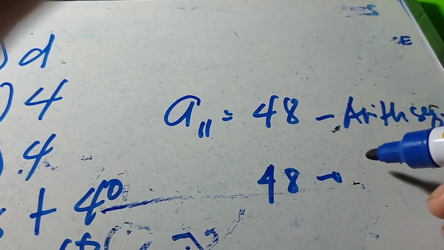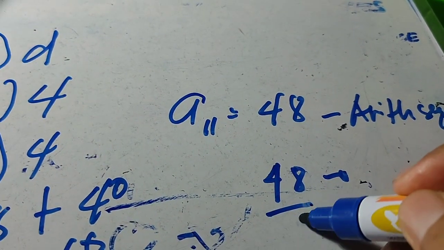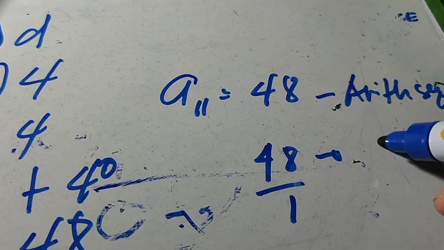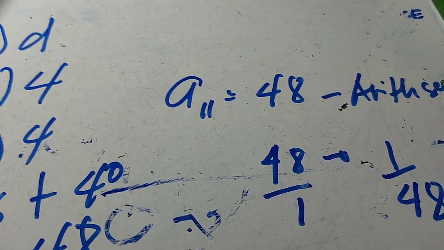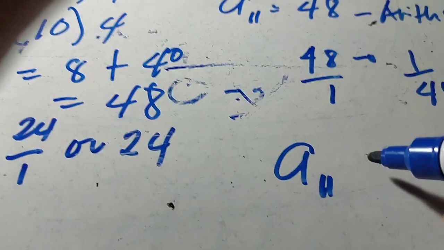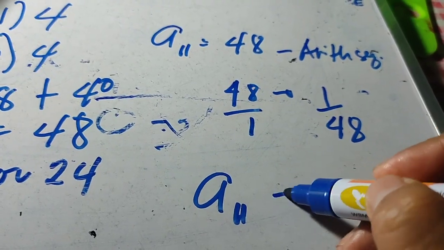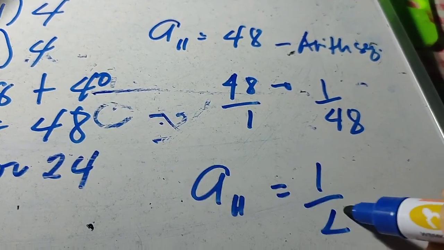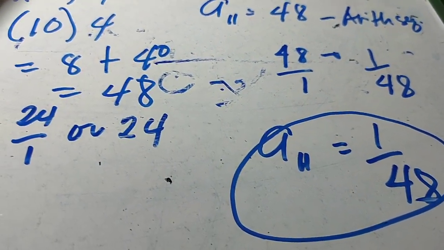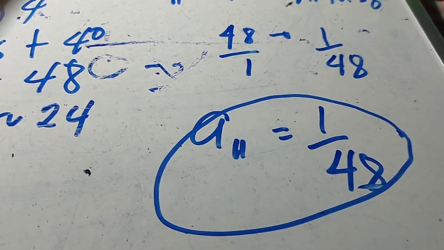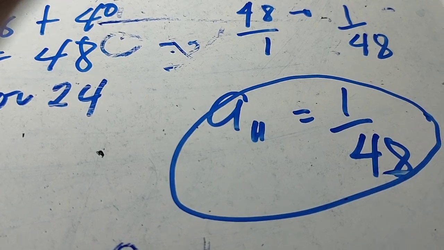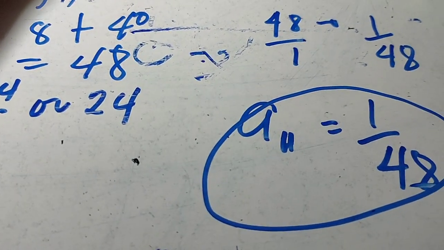So 48 is over 1, 48 over 1. So the reciprocal is 1 over 48. Therefore, our a sub 11, the 11th term of the harmonic sequence, is 1 over 48. Okay, so this is now our final answer. I encircled it so that you will do your final answer also, encircling it or underlining it to indicate that that is your final answer.